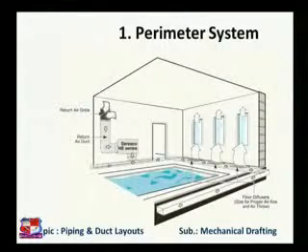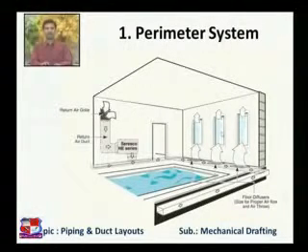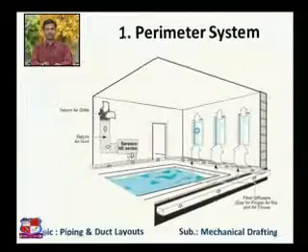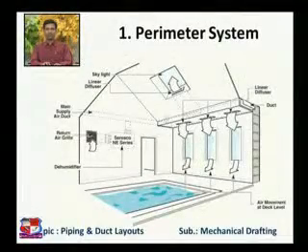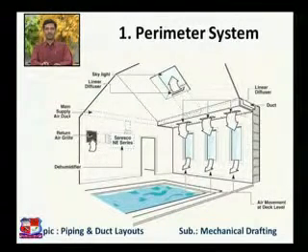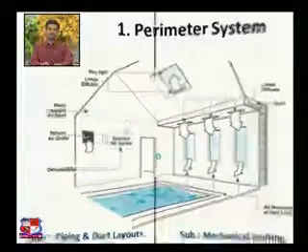This is the perimeter system type duct layout. You can see here in this room, towards the periphery, the ducts are provided like this. So this is called the perimeter system duct layout. This is the second case of perimeter duct layout. It may be like this. Here also ducts are provided towards the periphery like this.